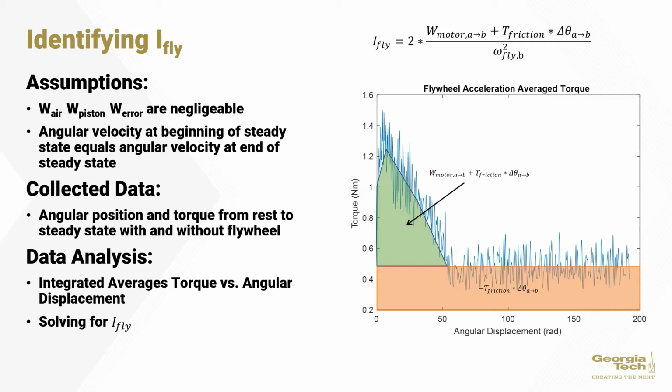Average torque is integrated over the angular displacement to find motor work. Friction torque is found in the steady-state portion of the torque plot and integrated over the total angular displacement to find friction work. Inertia is found using the equation in the top right using motor work, friction work, angular displacement, and angular velocity.